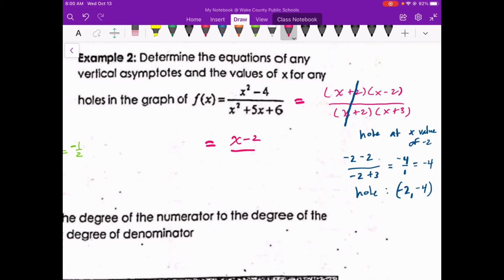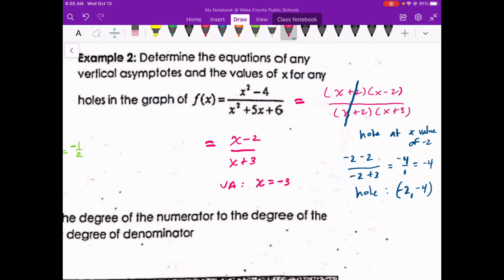Now what was left over in pink: x minus 2 over x plus 3. The only value that would make my denominator 0 would be negative 3. So that means we have a vertical asymptote at x equals negative 3. Again, negative 3 would make my denominator 0. So that's why it's x equals negative 3 for my vertical asymptote.